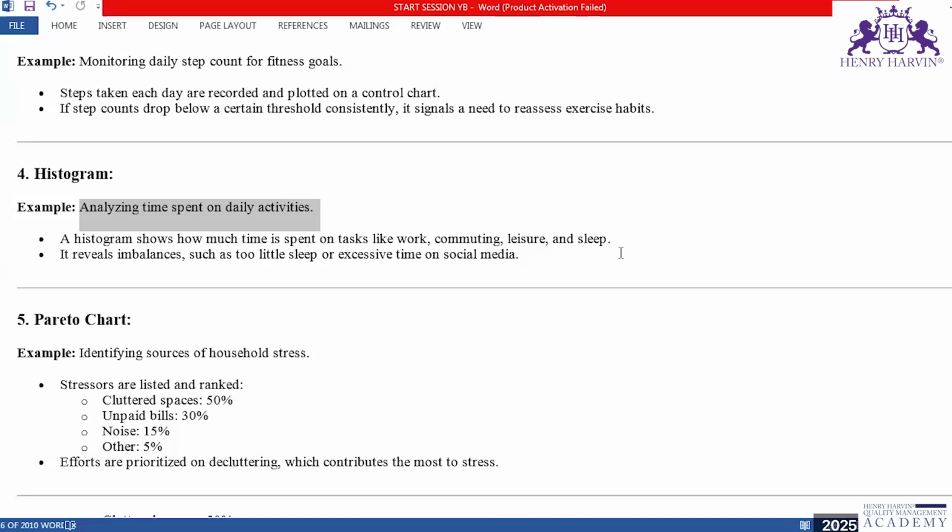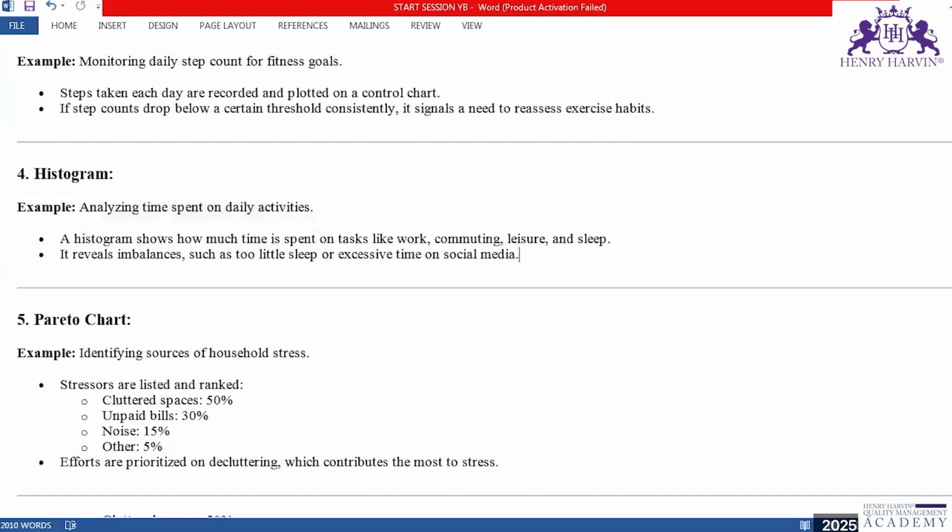It can tell you about any kind of imbalance and how the pattern is going. You can check any kind of pattern, outliers, and spread. How much is the spread? Some days 3 hours of sleep, some days 9 hours of sleep. That means the spread is from 3 hours to 9 hours. So it reveals imbalances, such as too little sleep or excessive time on social media, maybe. It will help you reveal the imbalance.